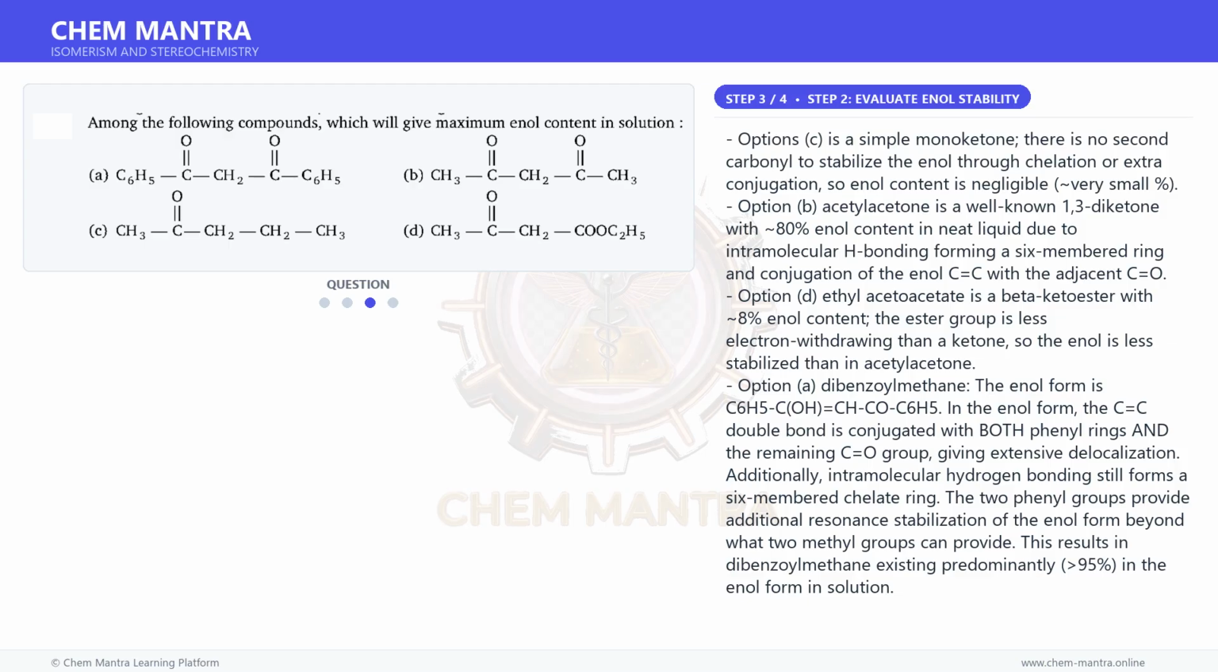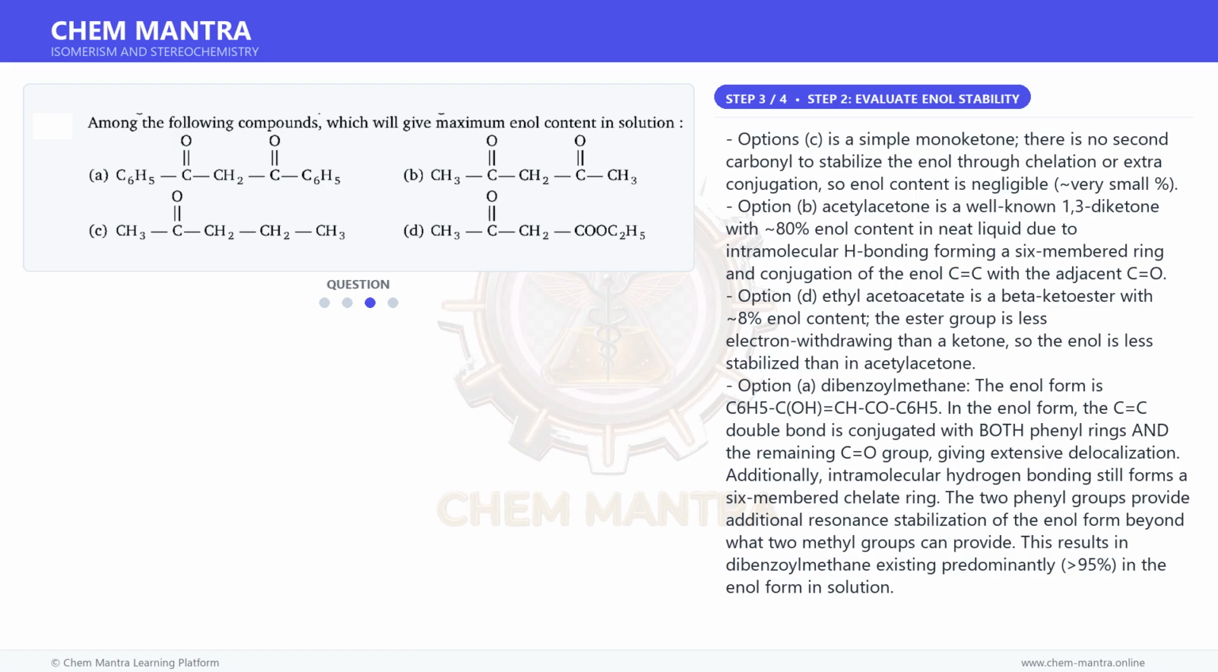Moving on to the next step. Options. C is a simple monoketone. There is no second carbonyl to stabilize the enol through chelation or extra conjugation, so enol content is negligible, a very small percent. Option B, acetylacetone, is a well-known one.